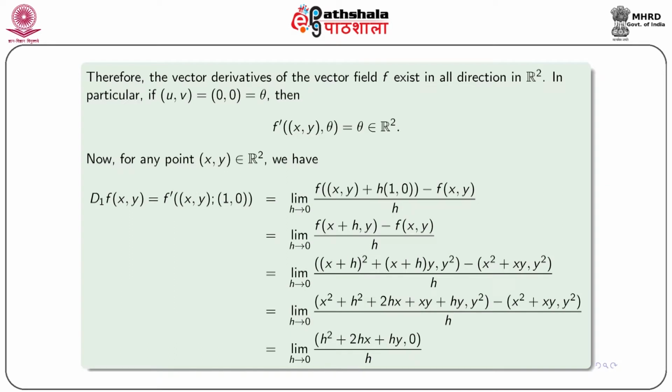Therefore, the vector derivatives of the vector field f exist in every direction in R^2. In particular, if we consider (u, v) equal to the 0 vector, then f'((x, y); theta) equals theta in R^3. Now, for any point (x, y) in R^2, we have D1f at (x, y), that is f'((x, y); (1, 0)). So, it equals the limit of (f((x, y) + h(1, 0)) - f(x, y))/h as h tends to 0. We put the values of f and eventually we find the value of this limit equal to the limit of (h^2 + 2hx, h, 0)/h as h approaches 0.